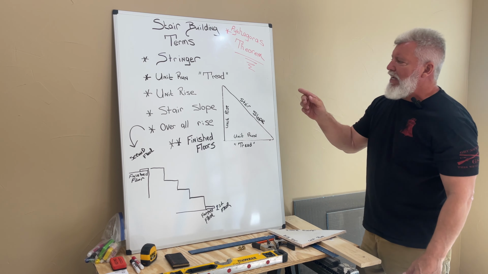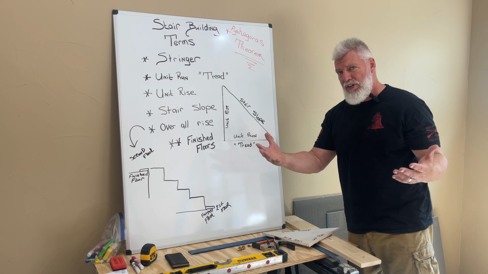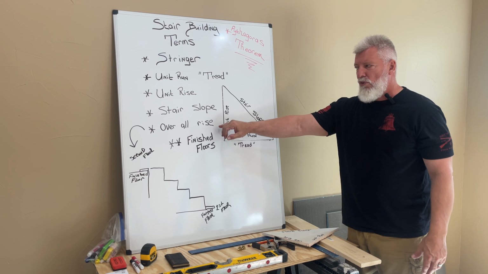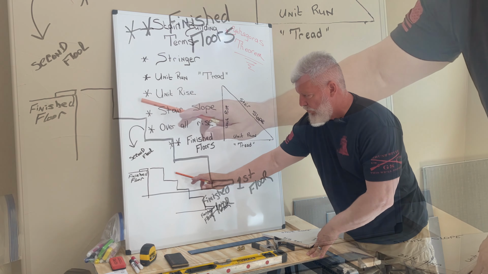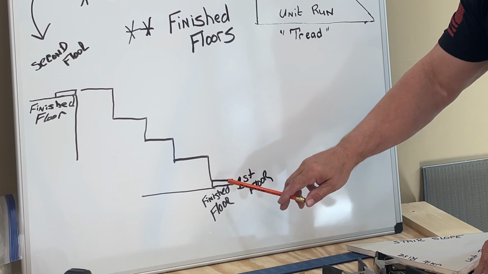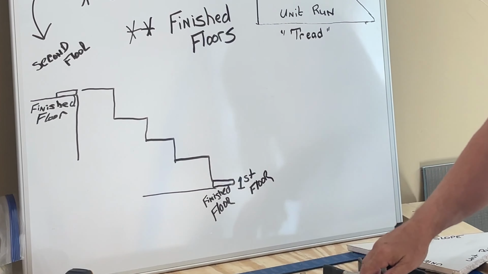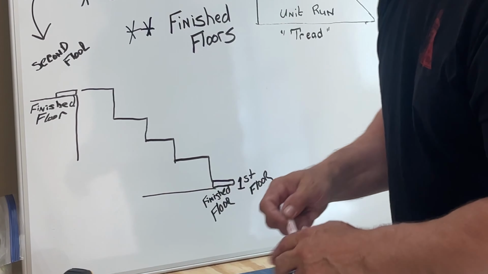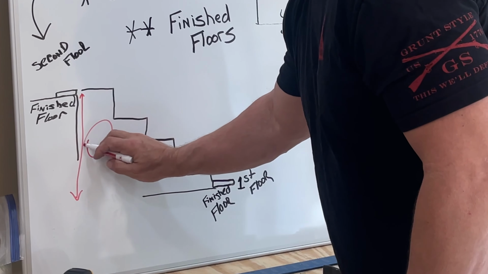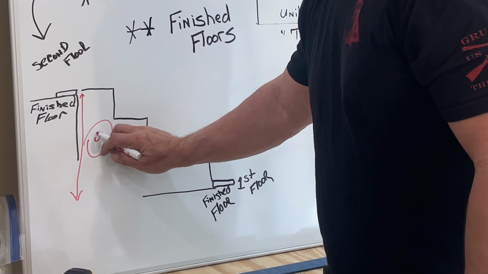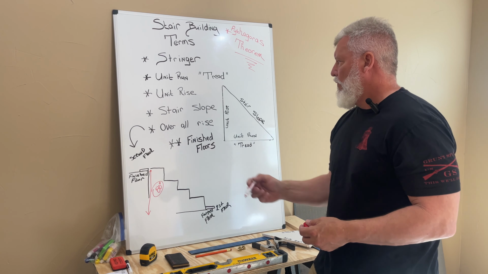So the next thing that you need to know, which is probably one of the most important parts of figuring out your stairs and doing the math, is the overall rise. Now overall rise, if you look at this, say this is a full set of stairs, you're going to go from the bottom of the stairs to the top of the stairs. And you'll take a measurement from this point right here, all the way down, and then that measurement, let's say it's 80 inches, that is your overall rise.